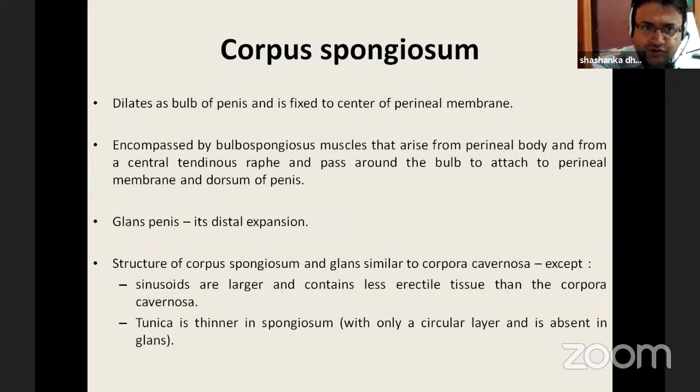The corpus spongiosum dilates as the bulb of the penis and is fixed to the center of the perineal membrane. It is encompassed by the bulbospongiosus muscle that arises from the perineal body and from a central tendinous raphe, and it passes around the bulb to attach to perineal membrane and dorsum of the penis. The glans penis is the distal expansion of corpus spongiosum. Structure of the corpus spongiosum and glans are similar to corpora cavernosa, except the sinusoids are larger and they contain less erectile tissue, and the tunica is thinner in the spongiosum. There's only a circular layer.